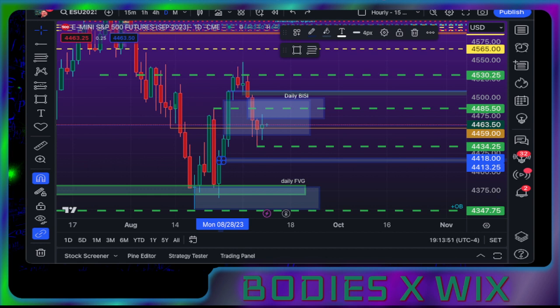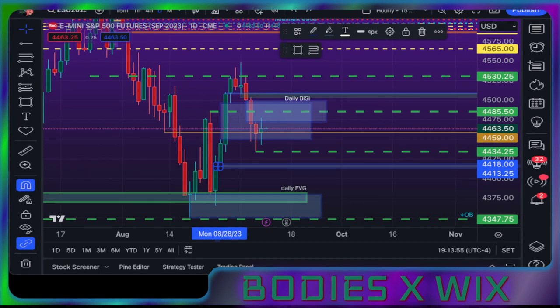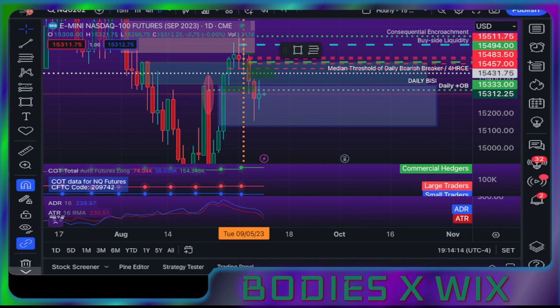That is what you should be looking for. Next, I will be going to the Nasdaq, which it did not change to the Nasdaq. So hold on one second. I will have to change this on my own. Let's see here, properties. Going to NQ. There we go. Now we got the Nasdaq.